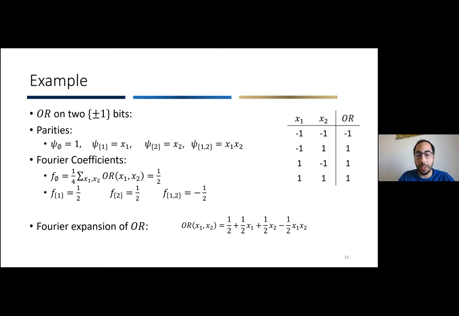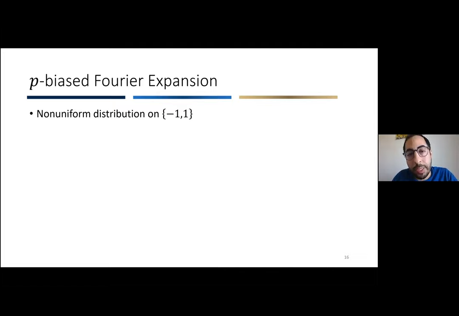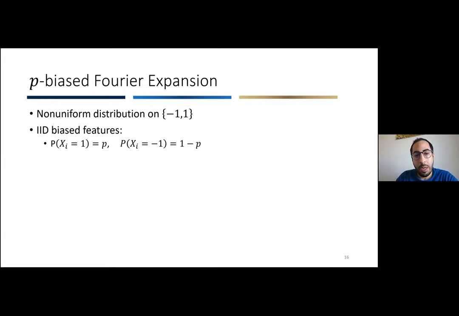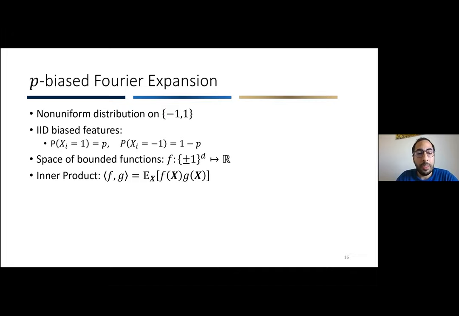But in the feature selection problem, we have a distribution on the features. So we need to introduce the notion of the probability distribution on the Fourier expansion. This is also a well-known result called the p-bias Fourier expansion. The idea is, let's assume that the features are IID for the moment. And so we have a non-uniform distribution on minus one and one, where each feature has this bias p. And then we still have the same space of functions, but the inner product now is the expectation between f and g.